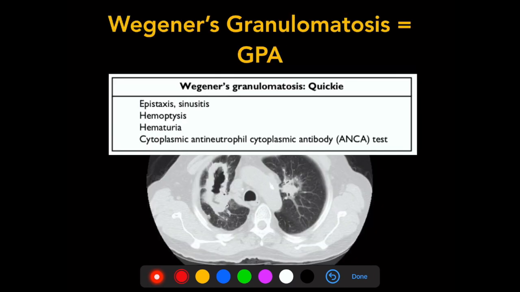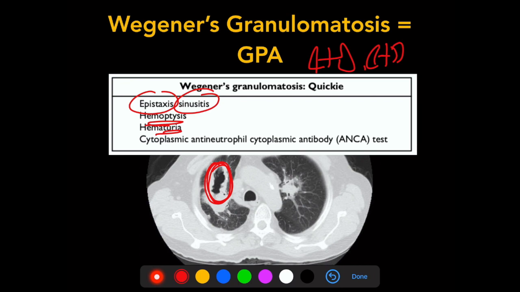Wegener's granulomatosis or granulomatosis with polyangiitis is a highly destructive lesion because it can involve the paranasal sinuses, your lungs, as well as the kidneys. So it can cause epistaxis, sinusitis, hemoptysis, and hematuria. The most important point is it can cause lung cavitations. So one of the very few autoimmune diseases which can cause lung cavitations is going to be Wegener's.